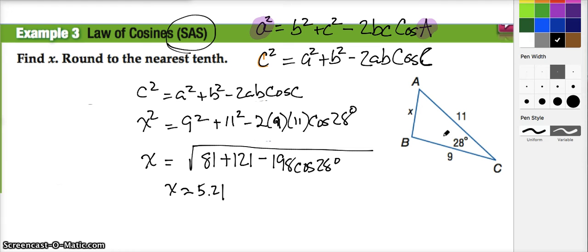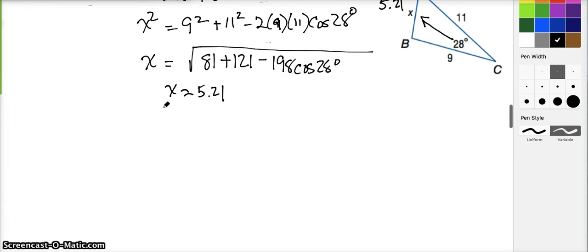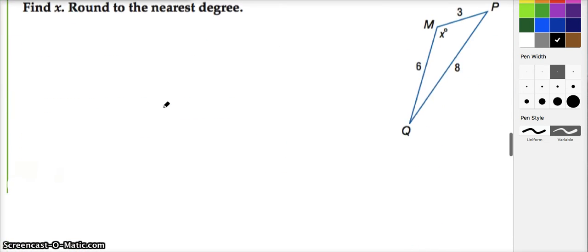Then I asked myself, does it make sense for this little angle to have a side length of 5.21 across from it, where the other side lengths are 11 and 9? For me, that feels right, so I'm feeling confident. I feel like we did a good job. Remember, always check to make sure that the answer you get is sound. And I did make sure, by the way, I didn't say this before, that my calculator was in degrees, so I feel confident about what I got.